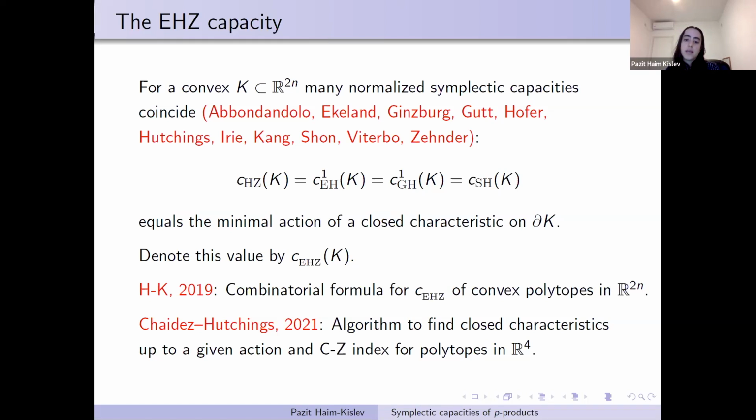So even though we have these algorithms, they are very limited, as if the polytope is complex, then its running time grows exponentially, so you cannot calculate it for complex polytopes. And also, there is still a lot unknown here about capacities, even in this narrow class of convex domains in R^2n.